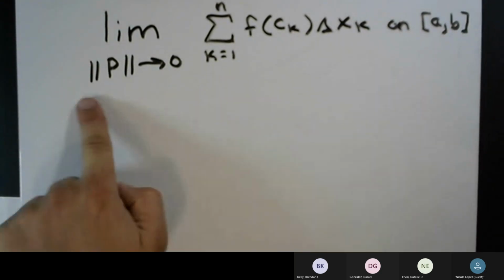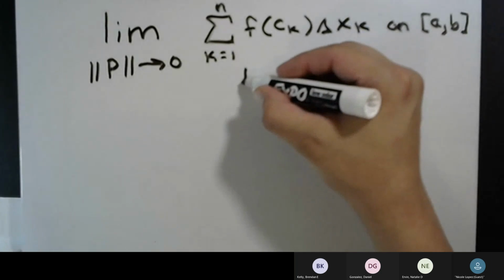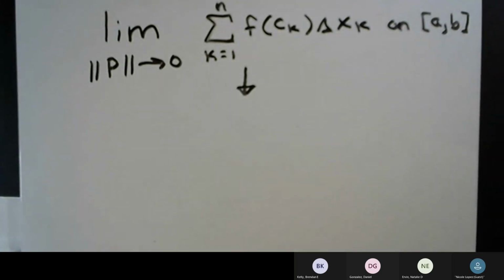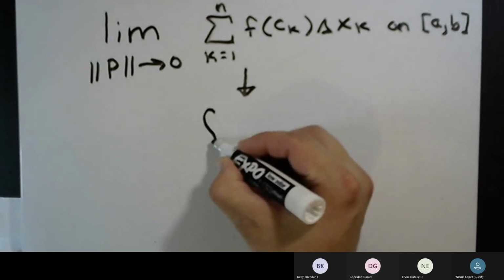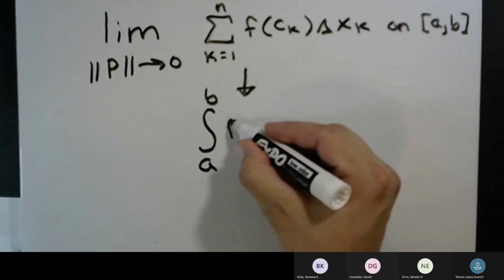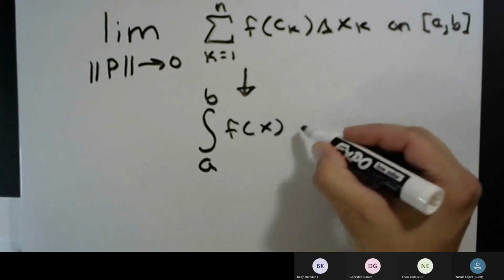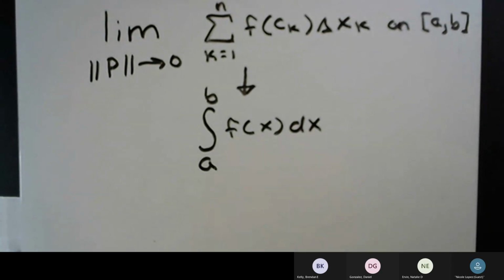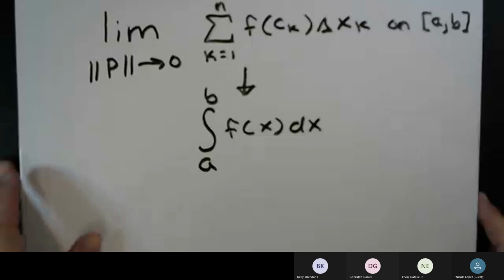So this gives us the area underneath a curve from A to B. And this is now going to become our definite integral from A to B, f of x dx. That's where we're going with this. So any questions about that?